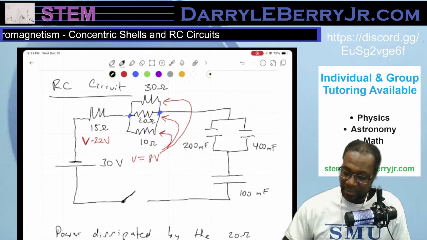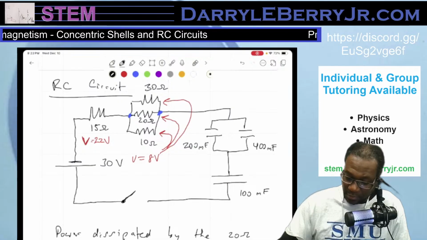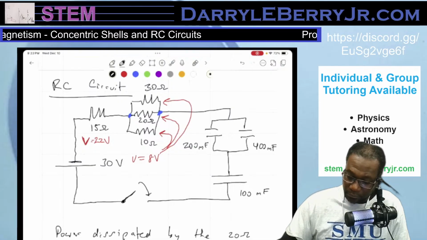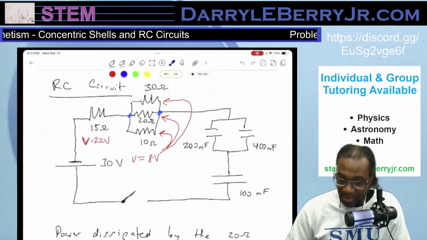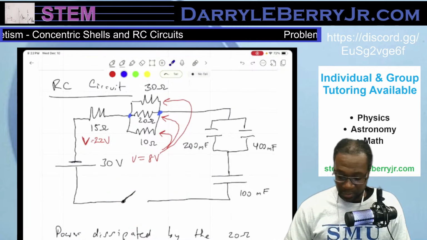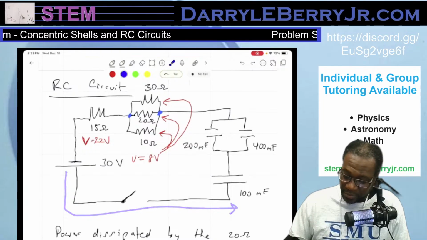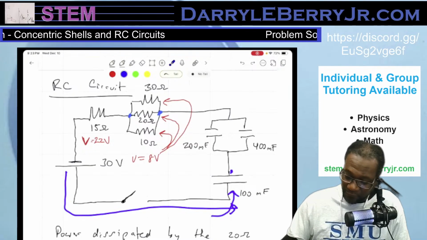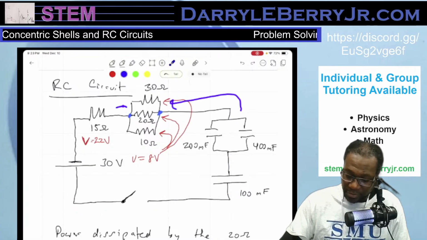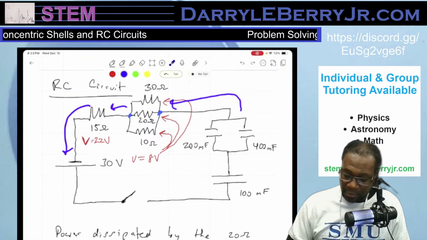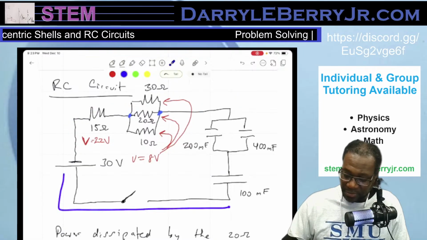So looking at the circuit here, if I were to close this switch right here, that will start the voltage coming out from the battery, going through the circuit, hitting the first capacitor, going to the resistors, and going back to the battery.